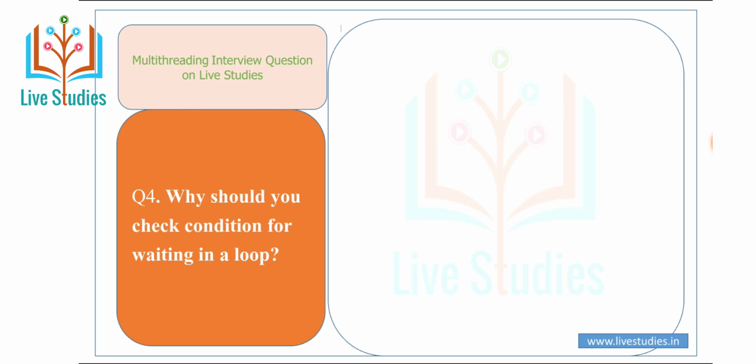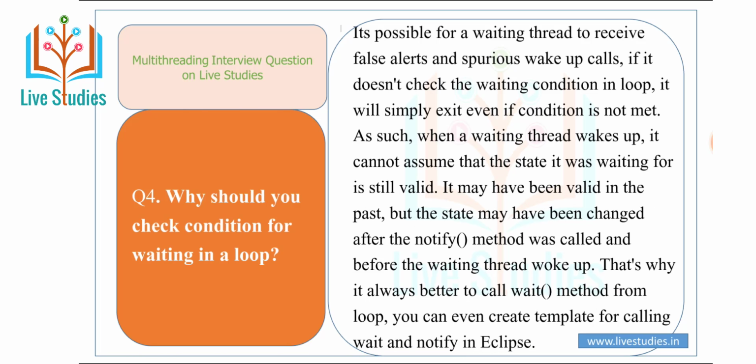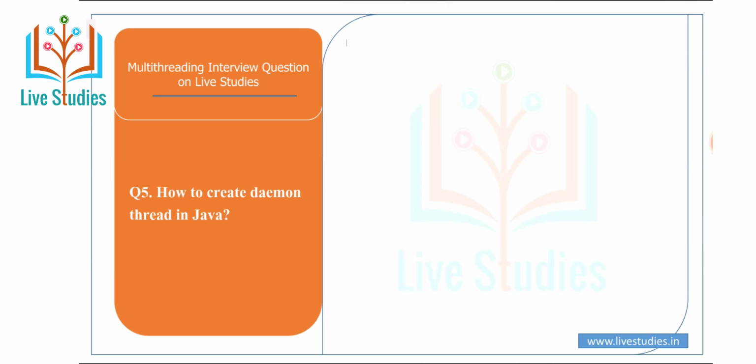As such, when a waiting thread wakes up, it cannot be assumed that the state it was waiting for is still valid. It may have been valid in the past, but the state may have changed after the notify method was called and before the waiting thread woke up. That is why it is always better to call the wait method from a loop. You can even create a template for calling wait and notify in Eclipse. Move to another question.